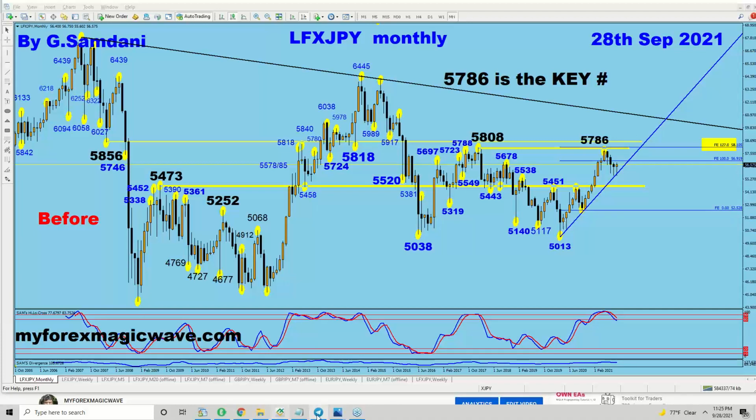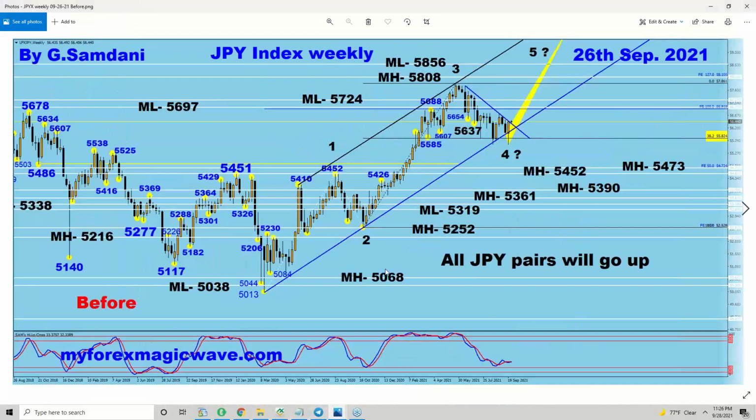And after that, I have a weekly chart here. Yes, so this is the weekly chart I made on the 26th, right? This was the direction. And I wrote down here that all yen pairs will go up, right? So that's what happened, because the yen index going up means yen gets weaker, and yen is always on the right hand side of each and every pair. So when the yen index goes up, yen gets weaker, and all yen pairs go up.